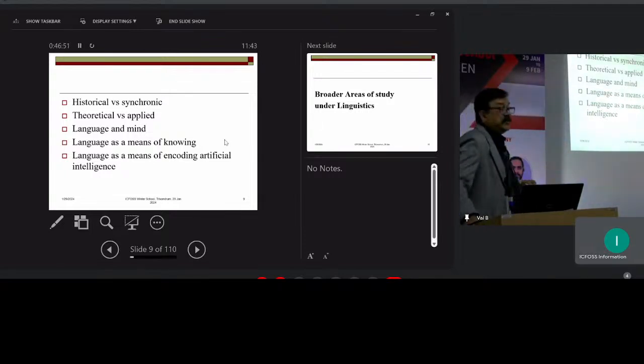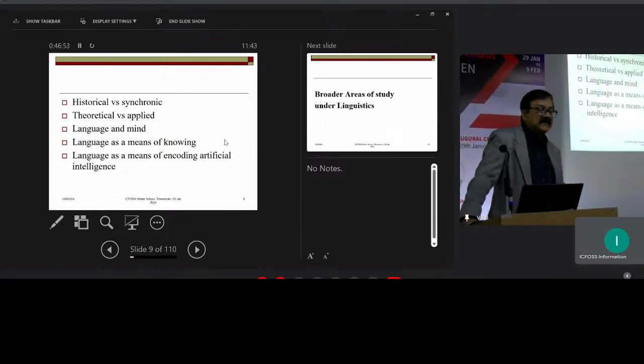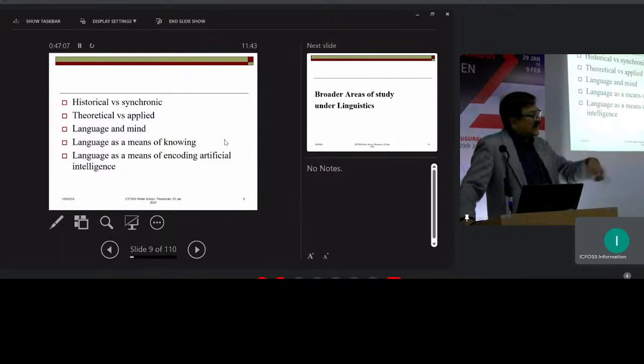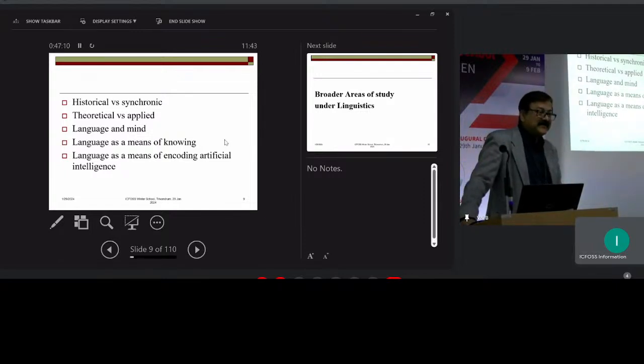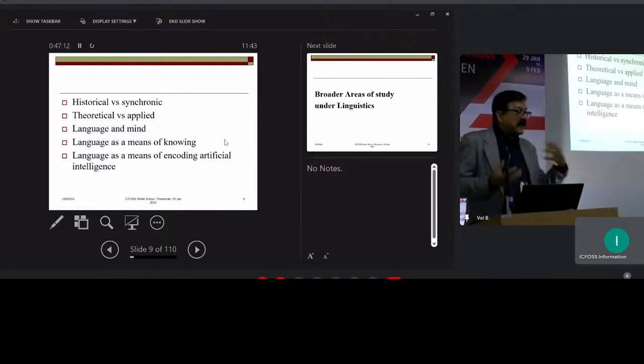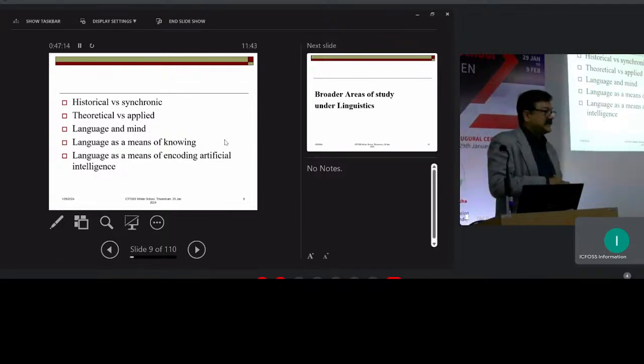Language as a means of knowing is a little deeper. When we know something, is language involved in knowing? Can we know without language? Can we say anyone does not have language? Can anyone be without language? People who are deaf and dumb, do they still have language or not? Is our knowledge an embodiment of language?